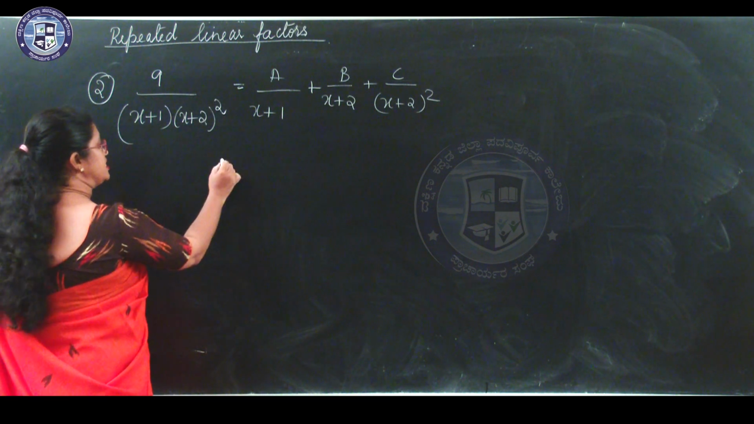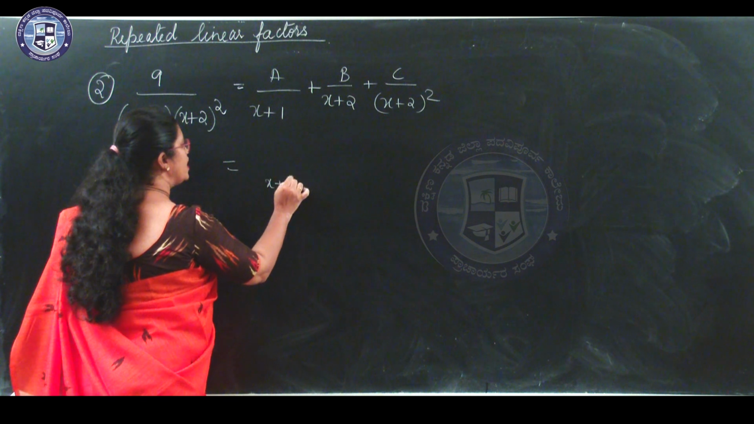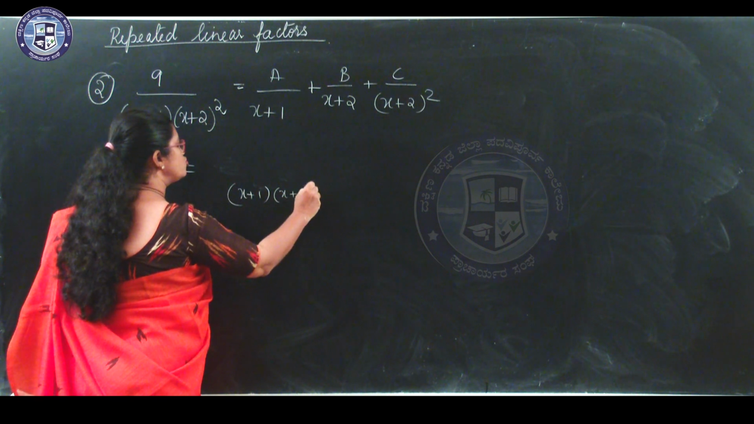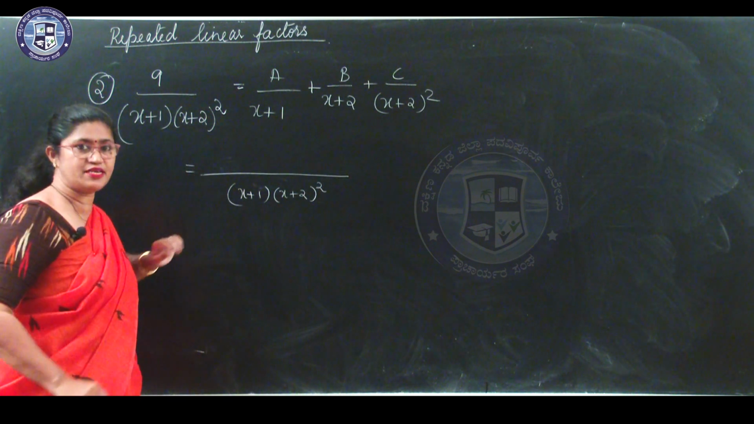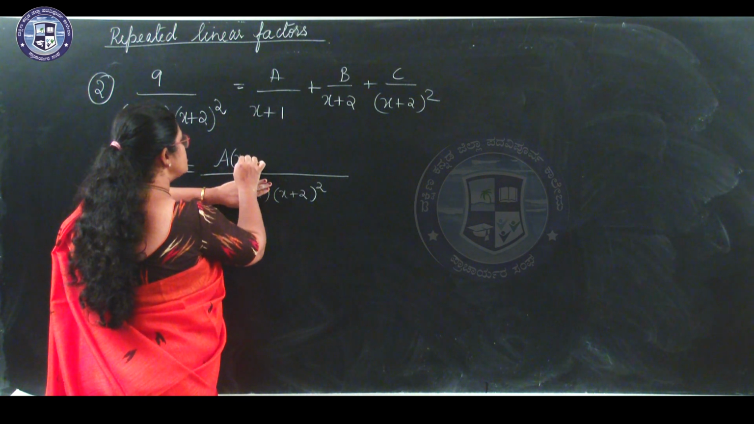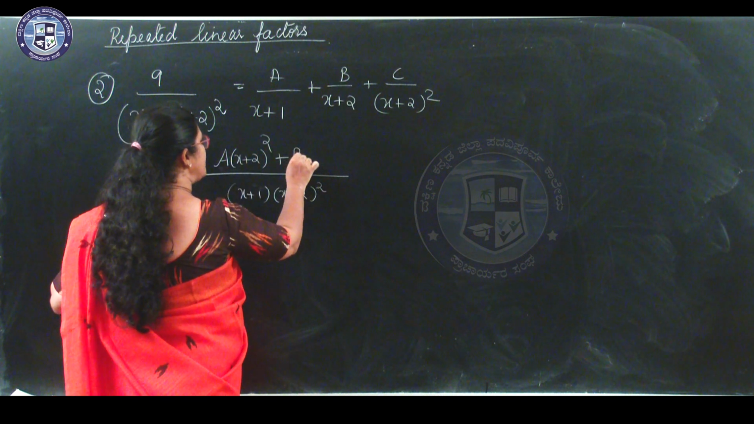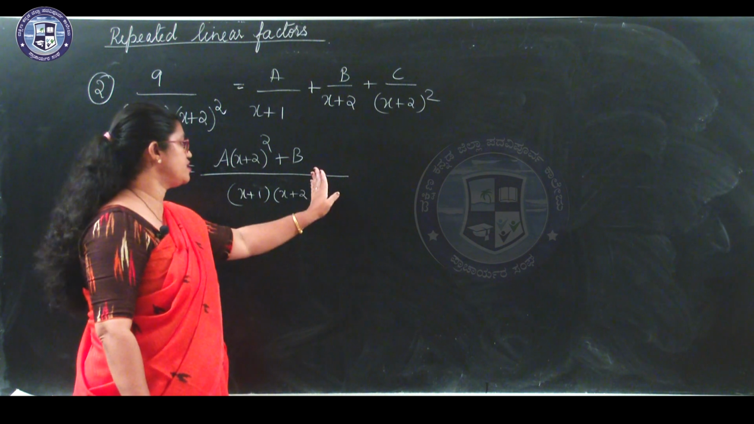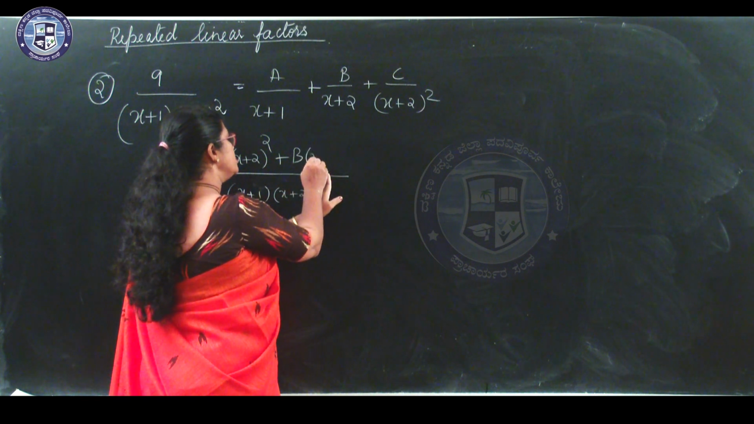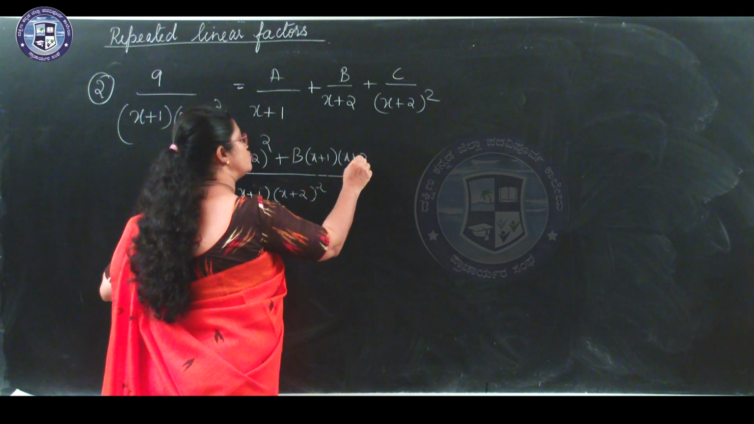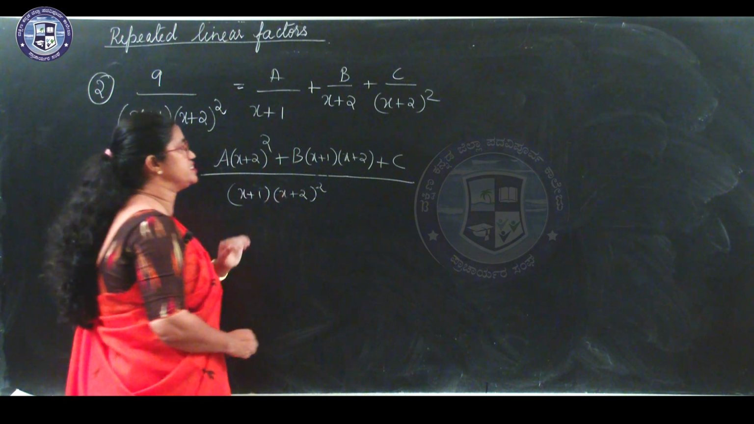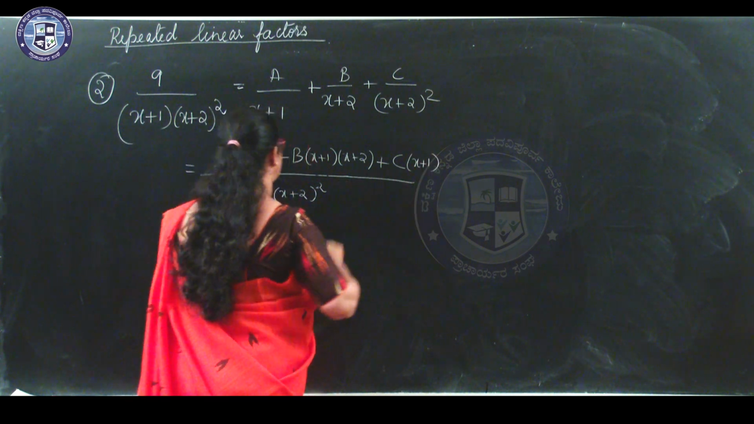Okay. Now, take the LCM. Denominator will be the same, x plus 1 and x plus 2 the whole square, so just write it here. Now, how to take the LCM? For A there is x plus 1, close x plus 1. So, what is not there with A? X plus 2 the whole square. Plus B. 1 x plus 2 is there, but I need one more x plus 2 and I also need x plus 1. So, these two are not there. So, x plus 1 into x plus 2. Plus C into x plus 2 the whole square is there in the denominator. What is not there is x plus 1. So, C into x plus 1.